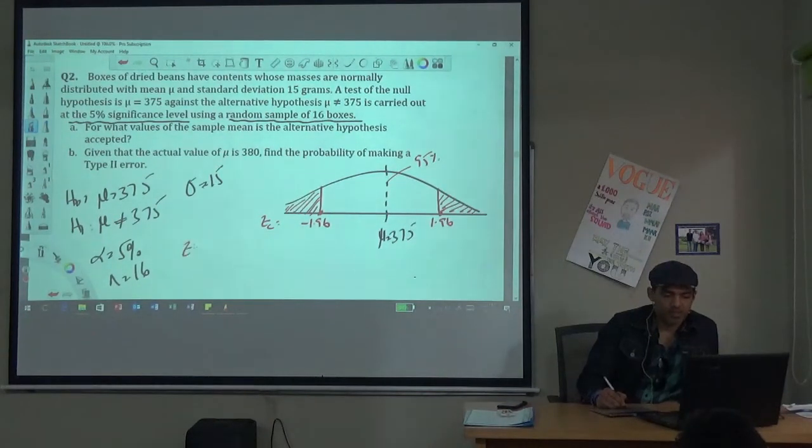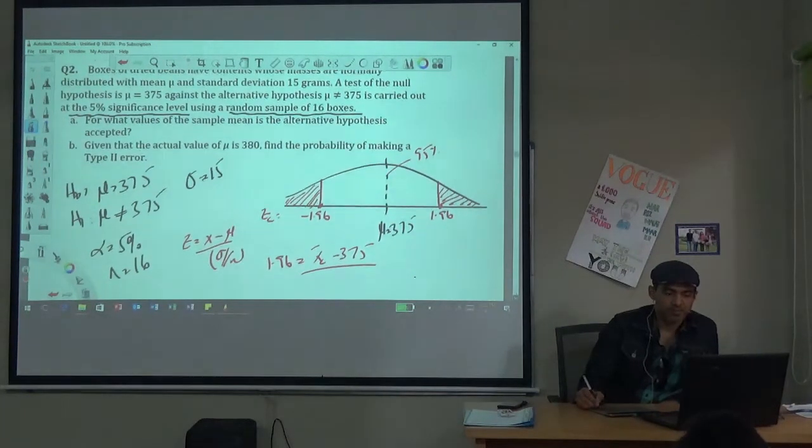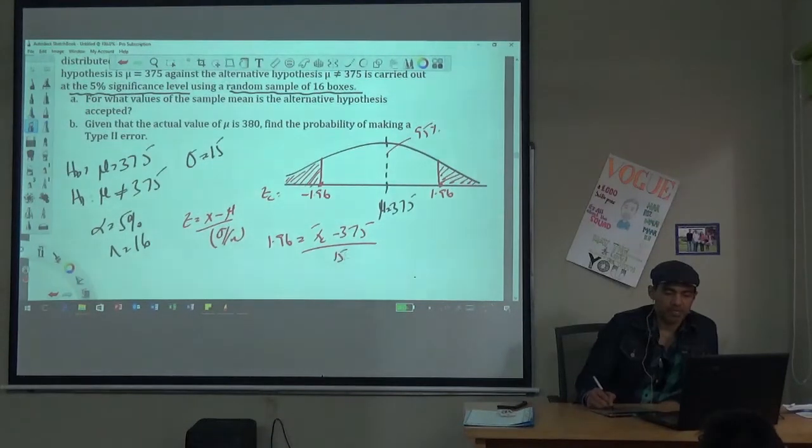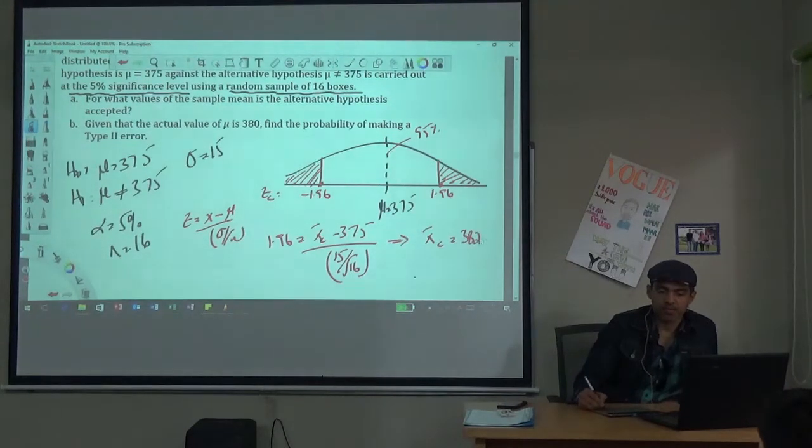So Z equals X minus mu over sigma by square root n. So that would be 1.96 equals X critical minus 375 over 15 by square root of 16. So this gives you the right-hand side X critical as 382.35. So let's take it as 382.4.